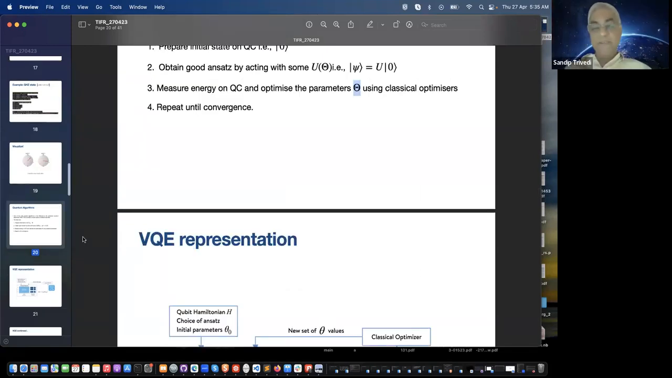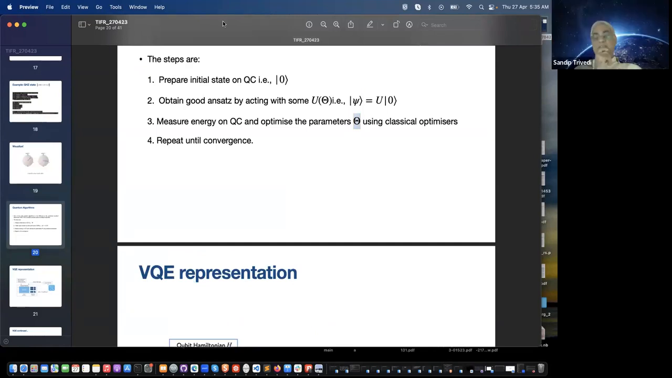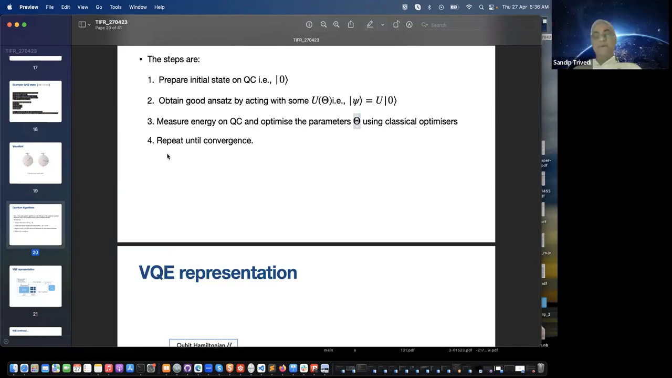Sorry, may I ask you a question, Raghav? Yeah, sure. How do you measure the energy? Do you use phase estimation as the algorithm, or what do you do? Yeah, you can use phase estimation, but there are other fancy ways of doing that also. Can you just say one sentence about it? You don't have to explain it. I know you have a lot of ground to cover, but what is the fancy way you do?